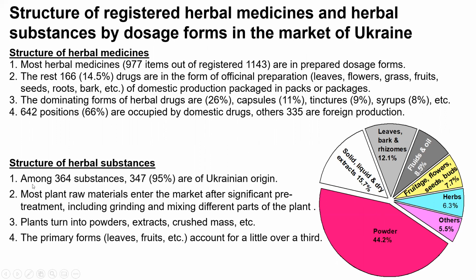You can see that among 364 substances, 347, 95%, are of Ukrainian origin. Most plant raw materials enter the market after significant pretreatment, including grinding and mixing different parts of the plant. Plants turn into powders, extracts, crushed mass, etc. The primary forms account for a little over a third.